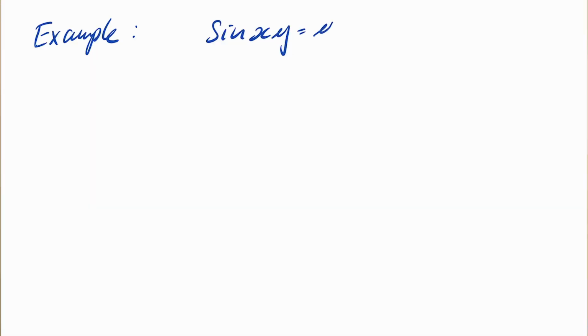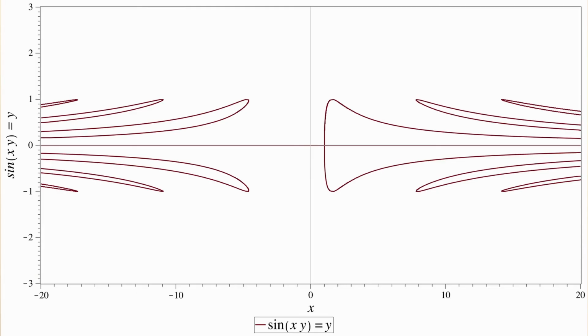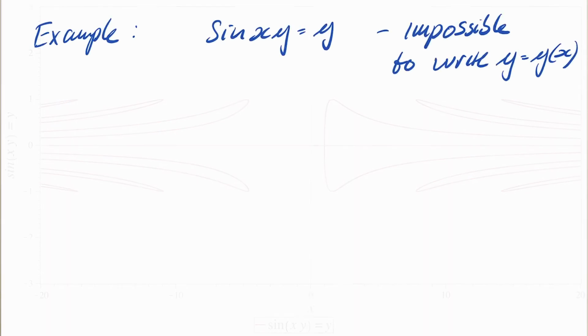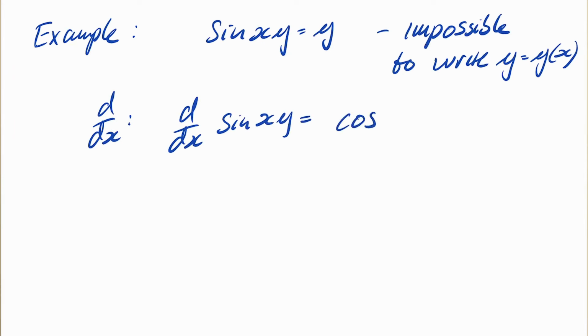Let's just try a simple example. Sine xy equals y. In this example, it's impossible to write y as a function of x. So implicit differentiation is the only way to solve a problem like this. So what we do is we find d by dx of each term. The derivative of sine xy, using the chain rule, is cos xy, times the derivative of the part inside the cosine, and that is y plus x times y prime.